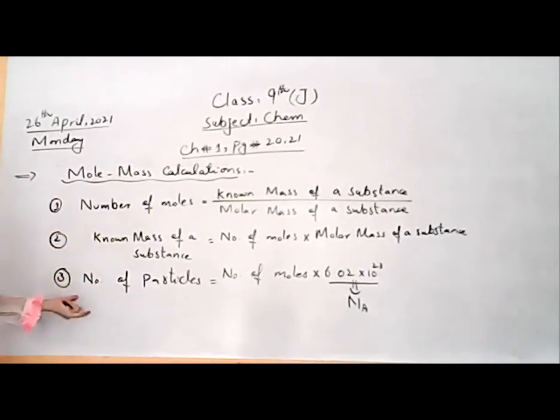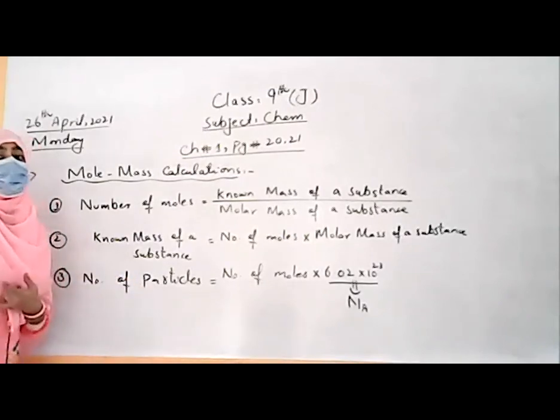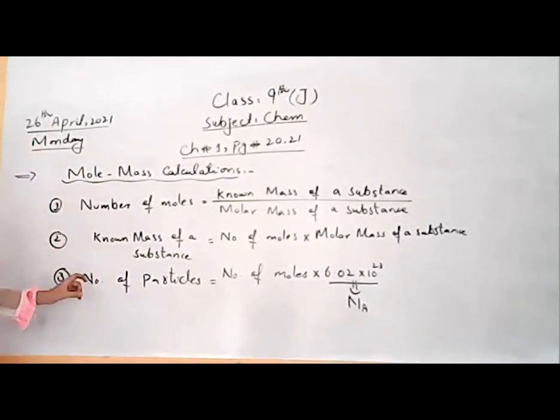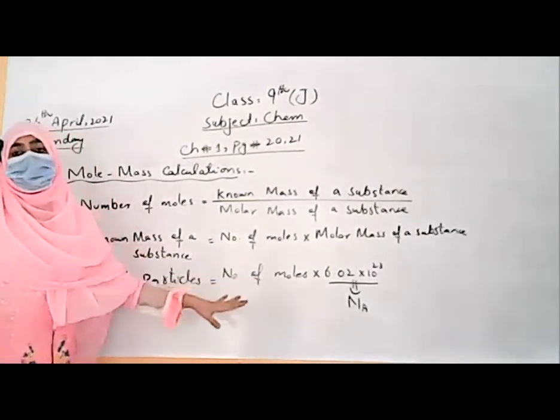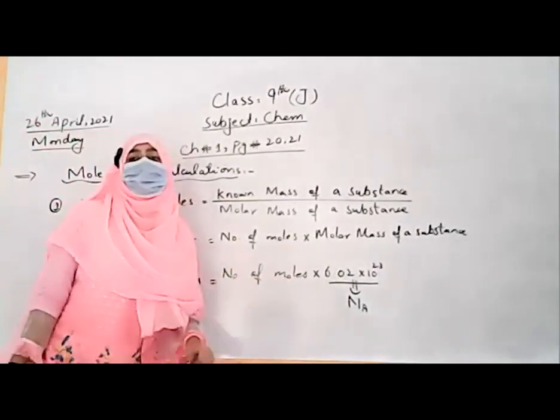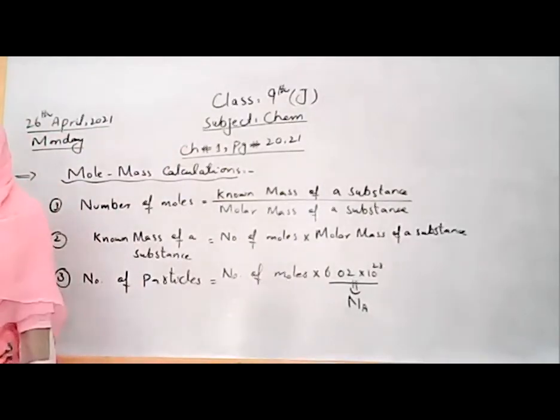And the third is how we can find the number of particles. For finding the number of particles, firstly you have just to find the number of moles, and then the number of moles is multiplied by Avogadro's number. In this way, you can find the number of particles.